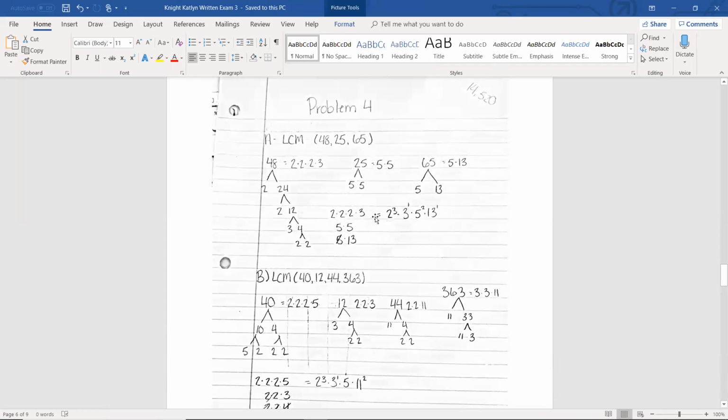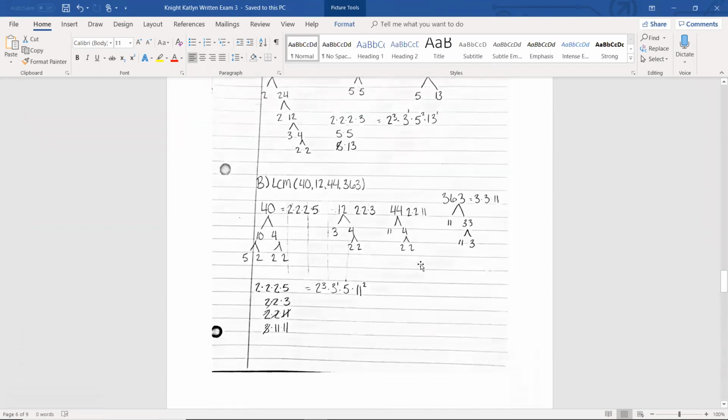So that would equal 2 to the third power times 3 to the first times 5 to the second times 13 to the first power, and that would be our prime factorization for the least common multiple between these numbers. And then for B, it's the same exact concept. We'd cancel out these 2's because we've got all the 2's right here.